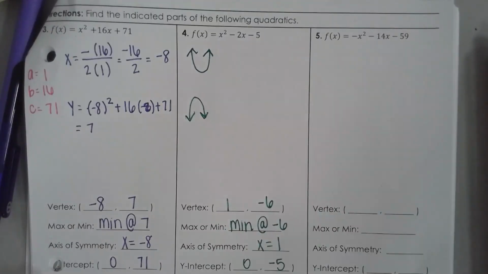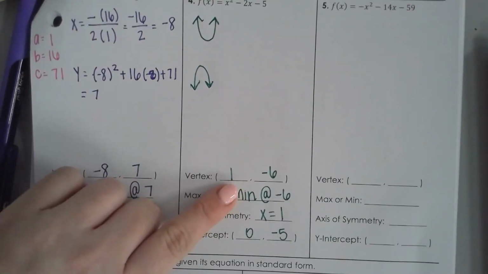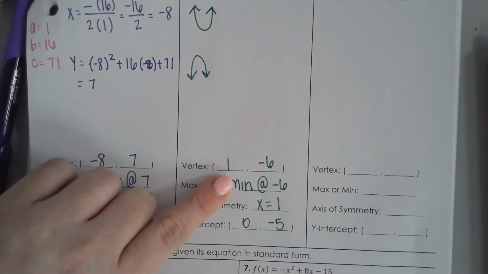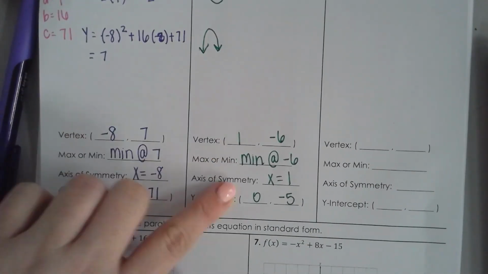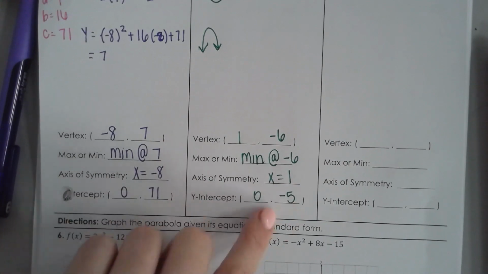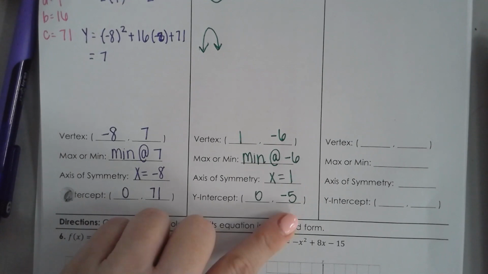There we go. All right. Did you figure out why your vertex, Janae? Yeah, okay, so that was an easy fix. So vertex is at 1, -6, minimum at -6, x equals 1, and 0, -5. Any questions on any of those parts? Okay.